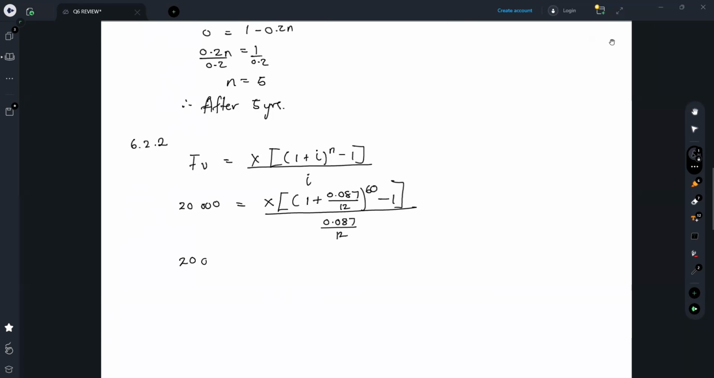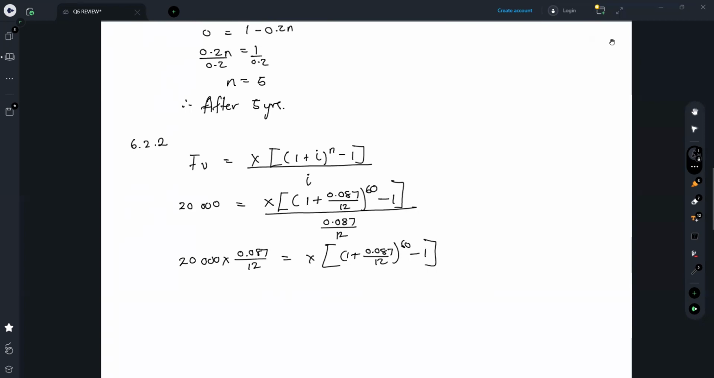So we're going to have 20 grand multiplied by 0.087 over 12, okay? And now we have X into this entire bracket of 1 plus 0.087 over 12 to the power 60, minus 1, like that. And now we're going to divide both sides by this entire bracket without having to punch it into the calculator or solve it, isn't it?